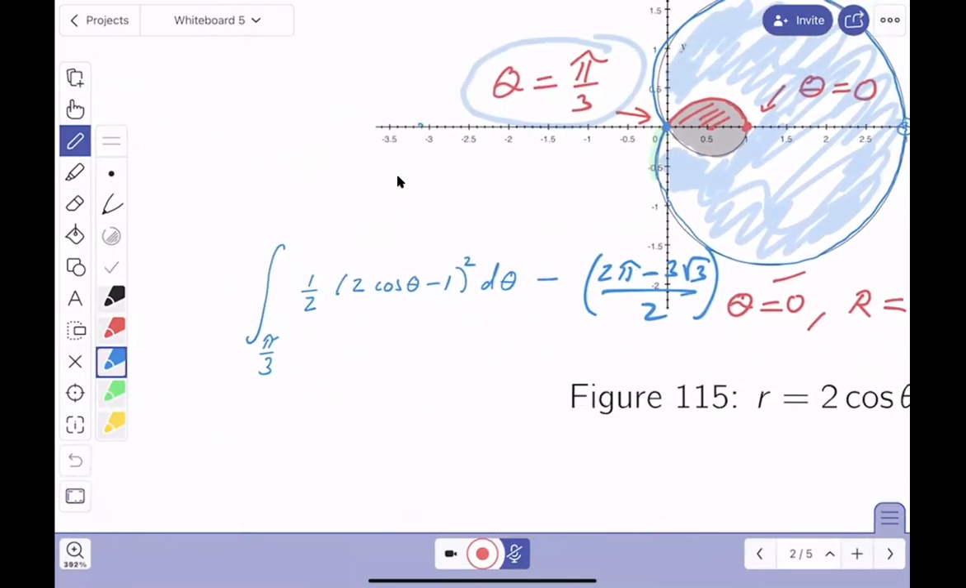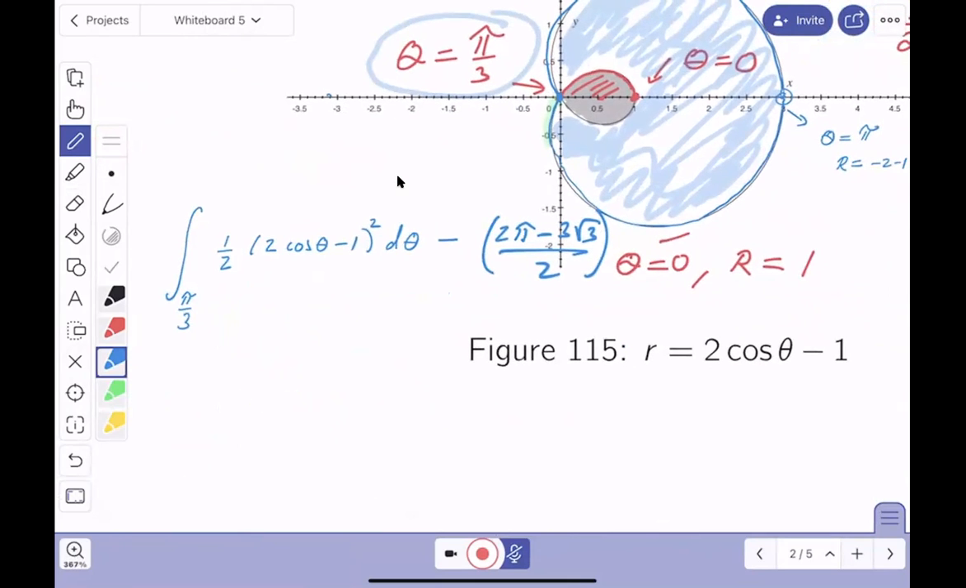I'm kind of wondering about that. When does 2 cosine theta minus 1 equal 0? Well, the first time it was at pi over 3, it's going to do it again, right? When does it do it again?